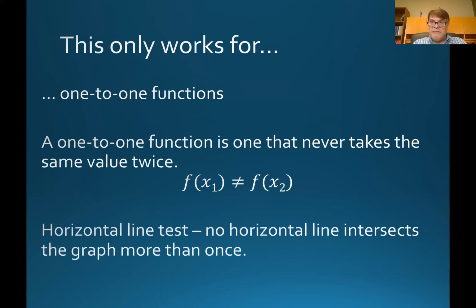That's a one-to-one function. You might remember the vertical line test. The vertical line test decided whether something was a function. The horizontal line test determines whether something is a one-to-one function. A horizontal line will never intersect the graph of a one-to-one function more than once. If you graph y equals x squared, it's going to be a parabola, and a horizontal line is going to hit the graph more than once. But the x cubed one is not that way. It passes the horizontal line test.